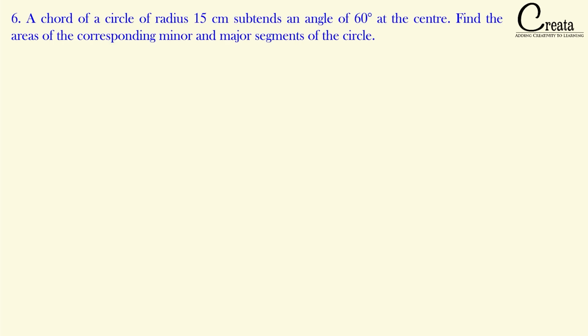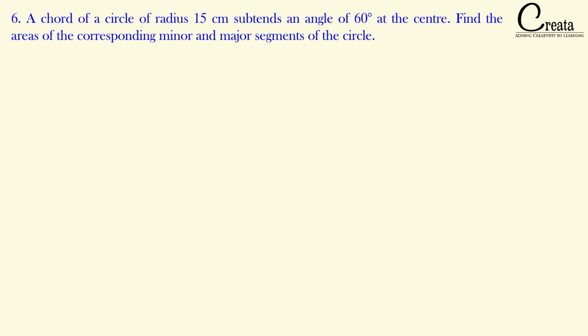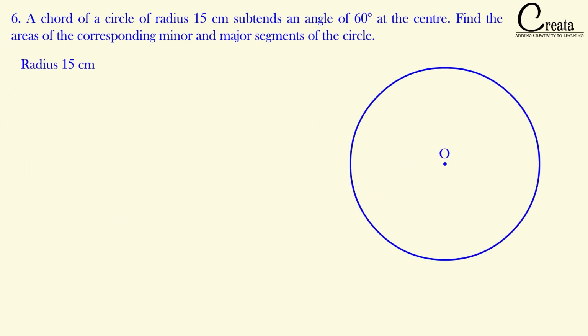Here it is. Let's take question number 6. A chord of a circle of radius 15 cm subtends an angle of 60 degree at the center. Find the areas of the corresponding minor and major segment of the circle. In this question, a circle of radius 15 cm is given and also a chord is given which is subtending an angle of 60 degree at the center, and we have to find the area of the minor and the major segments of the circle.